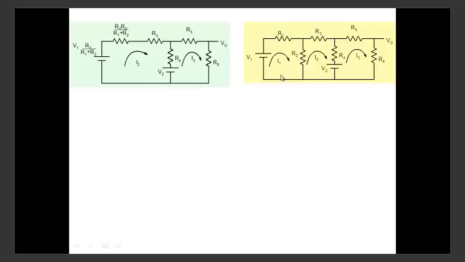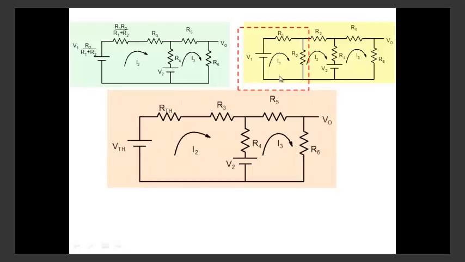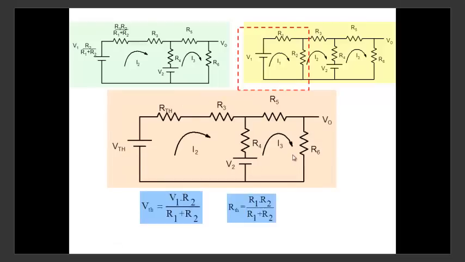Now, look at this particular one. If I apply Thevenin's theorem on this part of the circuit here, what will I get? Apply Thevenin's theorem only to this part. You'll get VTH, RTH, R3, R4, V2 here. And VTH is V1 R2 by R1 plus R2, RTH is R1 R2 by R1 plus R2.